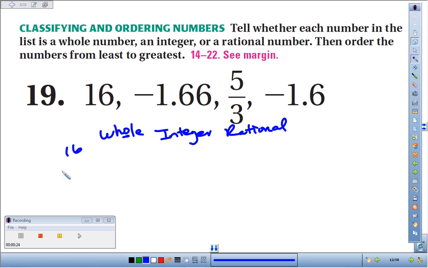So I've got 16, negative 1.66. We've got 5/3, and we've got negative 1.6. Make a quick table.